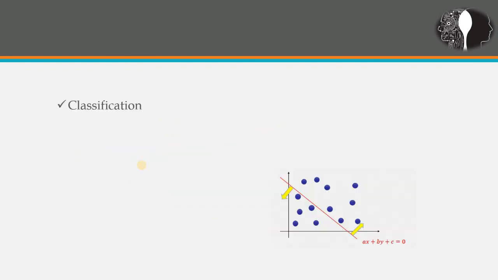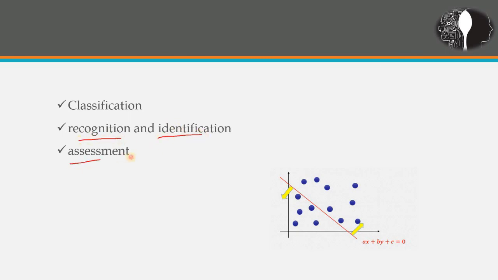What is the doctor actually doing? The first thing is classification. The next thing that he or she does is recognition and identification. They will do this recognition and identification based on the results of their tests. And finally, they will do some assessment. And they also do forecasting and prediction.